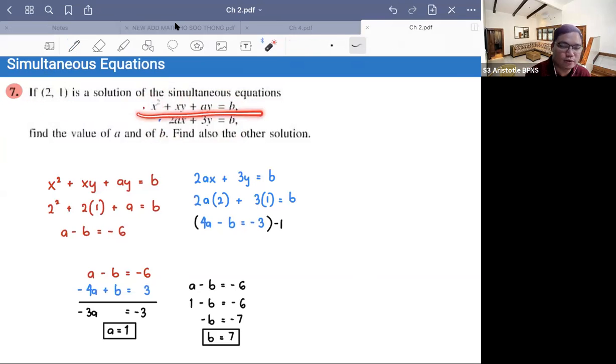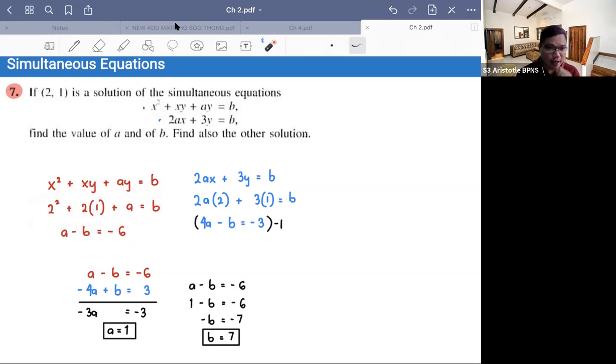All right, so let's go first with the first equation. So you have this, and then replace x with 2, and replace y with 1. So this is 2 times 1, because x times y. And then ay is just a, because we don't write 1, right? So it's just a instead of 1a, equals b. So simplifying this, you'll get a minus b equals negative 6.